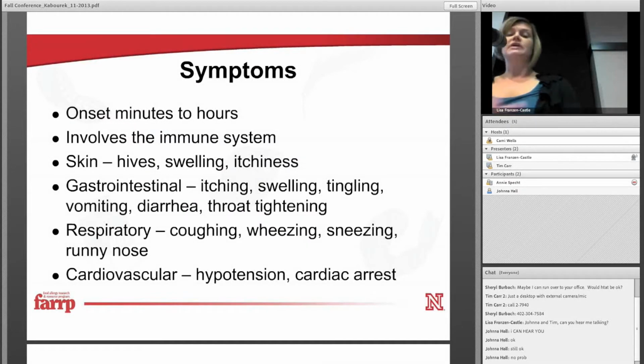So symptoms can occur generally within minutes to a couple hours, always involving the immune system. It can involve hives, swelling, itchiness, kind of what you generally think of an allergy being. It can affect the GI system. You get vomiting, diarrhea. In Sam's case, he would eat egg. He would get some welts around his neck and his chest. And then about 4 hours later, he would start throwing up. And then about 8 hours later, he'd have diarrhea for 2 days.